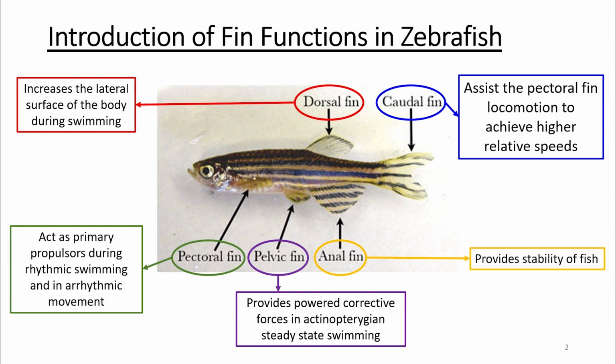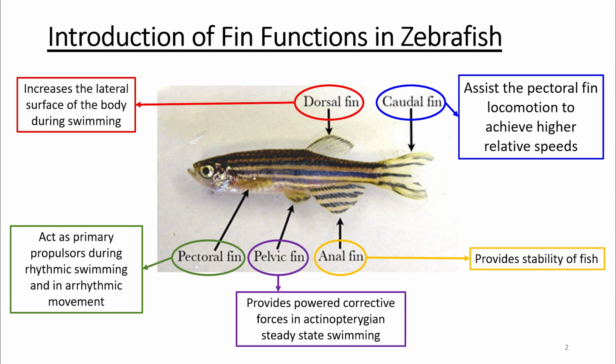The pectoral fins of juveniles and adults of many fish species act as primary propulsors during rhythmic swimming and in arrhythmic movements such as braking and maneuvering. Tucked pectoral fins along the sides of the body and axial movement alone can generate propulsive thrust. Pelvic fins, the other paired fins, power corrective forces in actinopterygian steady-state swimming.